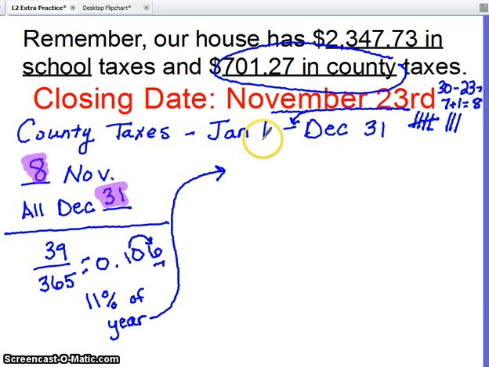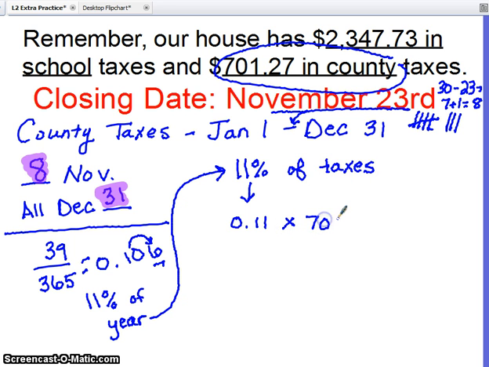Now, if we own the house 11% of the year, it's only fair for us to pay 11% of the taxes. 11% is the same as 0.11 because this reads 11 hundredths and percent literally means out of 100. Of indicates that we're going to multiply by the tax amount. We have $701.27 in county taxes.